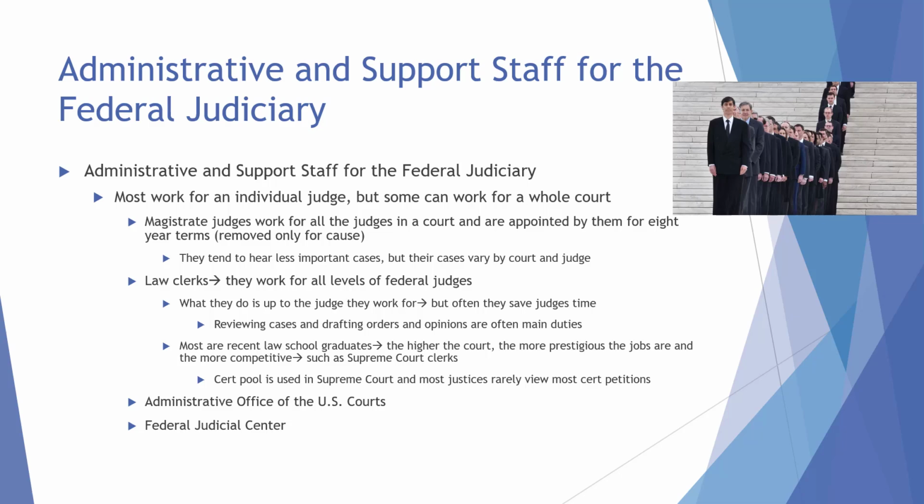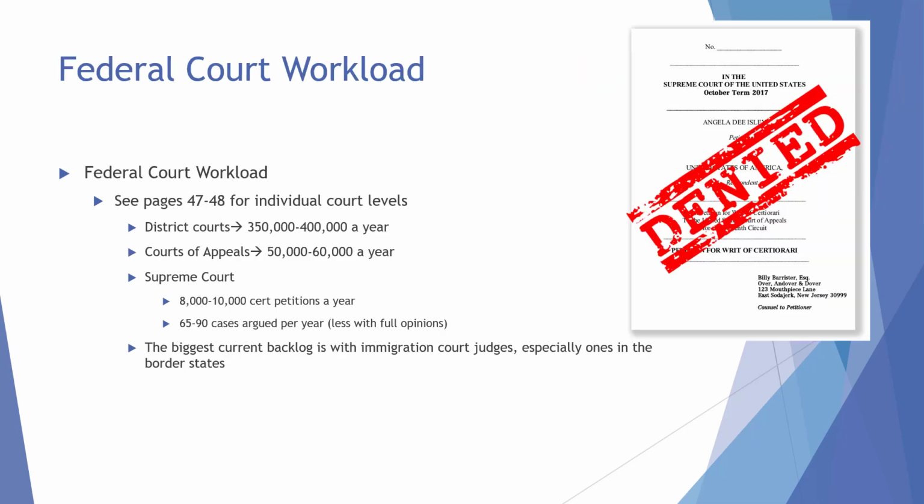So we have the administrative officer, Federal Judicial Center. Some things about the federal court workload. You can see district courts, several hundred thousand cases per year. Courts of Appeals, several tens of thousands of cases. Supreme Court, 8 to 10,000 cert cases, 60 to 90 opinions on average, though it's kind of going down. The current backlog is biggest with immigration court judges, especially in the border states, as you're probably seeing.